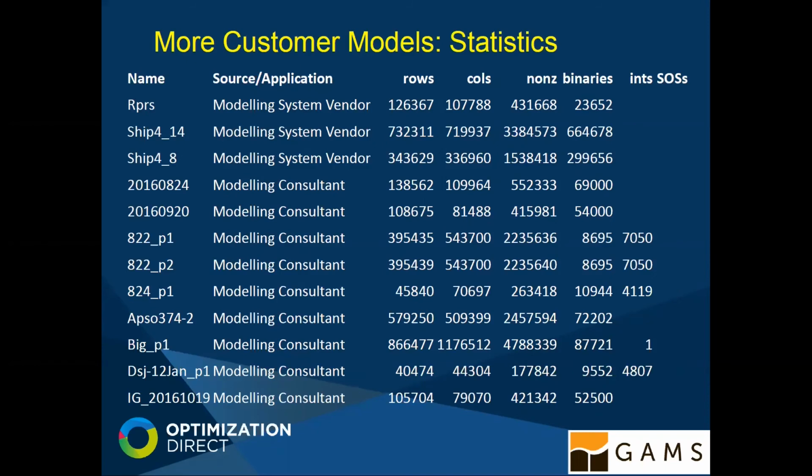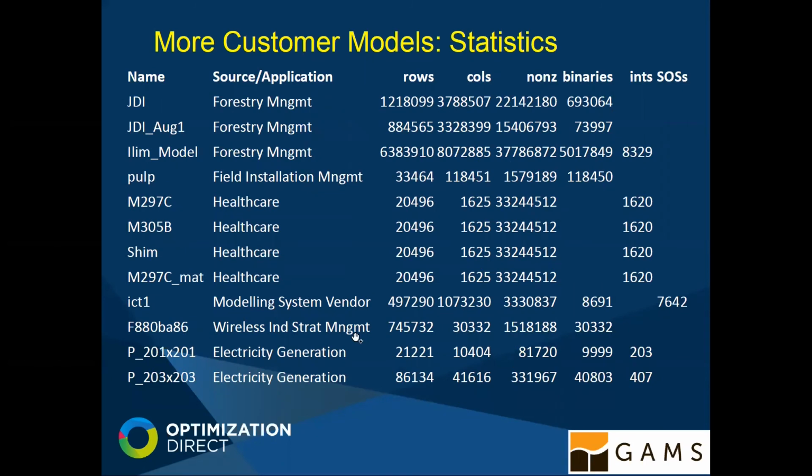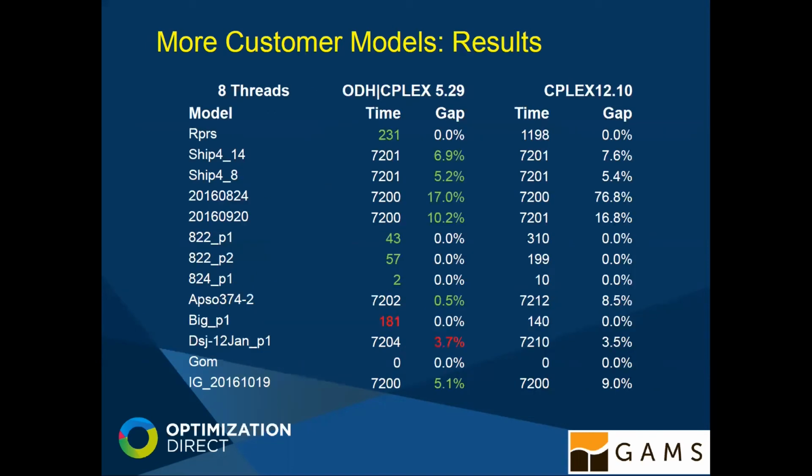Now, those are just a few big models. What does it look like on a wider range of models? I have a few here, some from model system vendors, some from forestry management, healthcare, electricity generation, and so on. They're all significant models, models to which it's kind of hard to find good solutions. How do we get on? Well, compared to the standard optimizer, ODH does quite a lot better on most of them. There are a few exceptions.